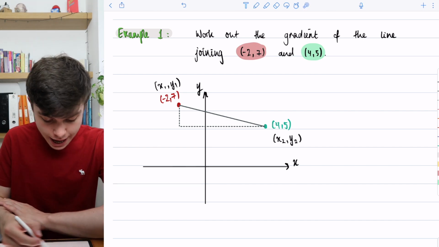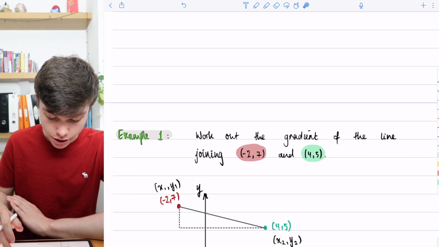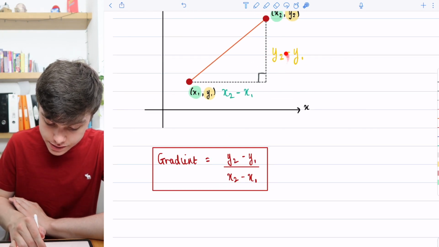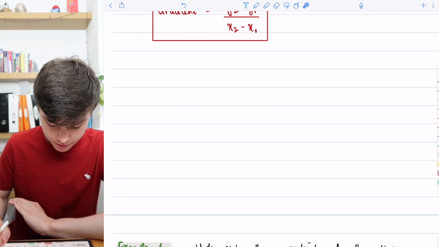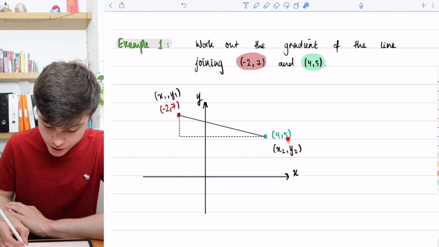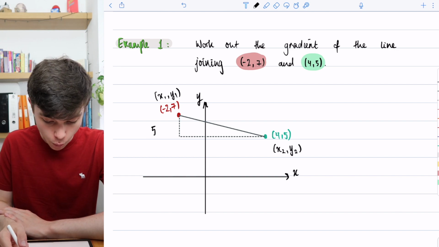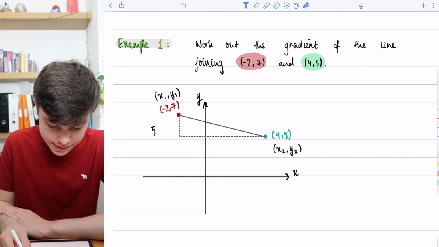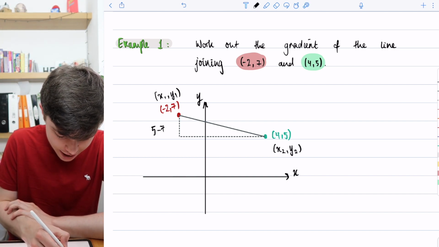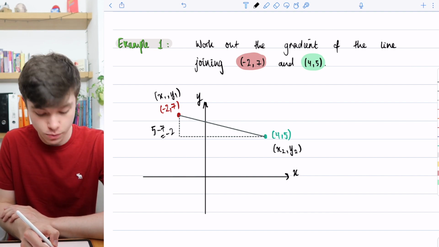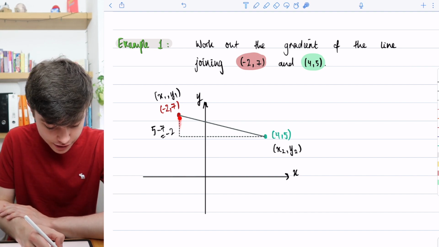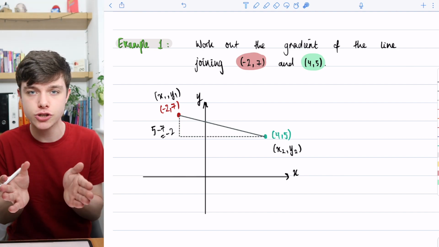Okay, to work out the change here, remember what we do is we do y2 minus y1. So let's do that. y2 we can see is 5, so y2 minus y1. y1 we can see is 7. That is minus 2. So the vertical change is minus 2.